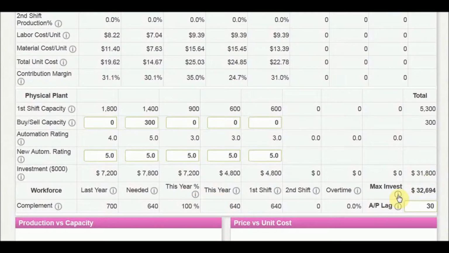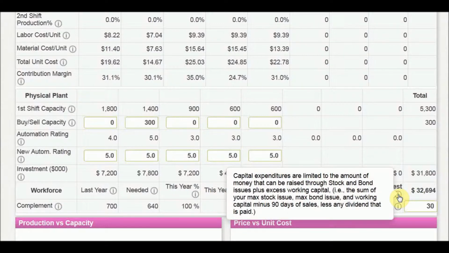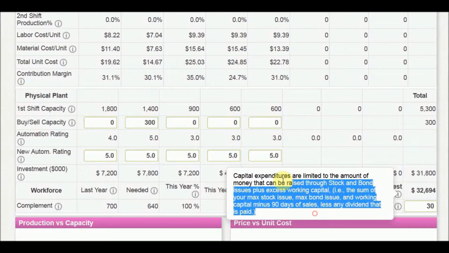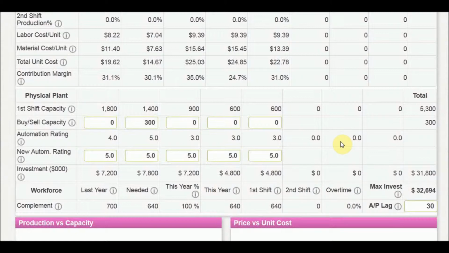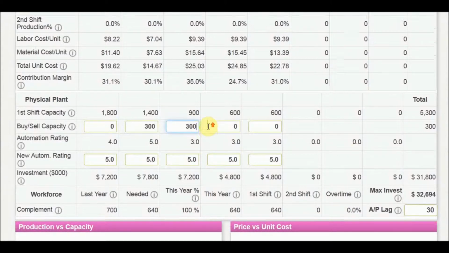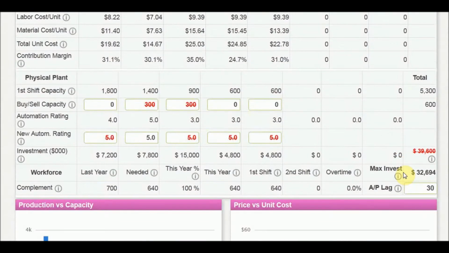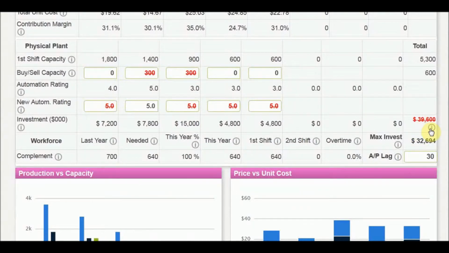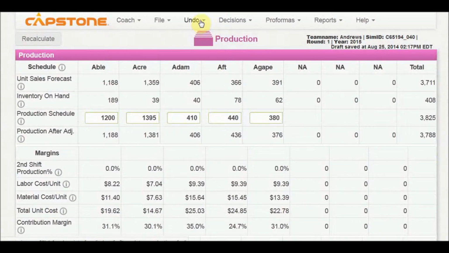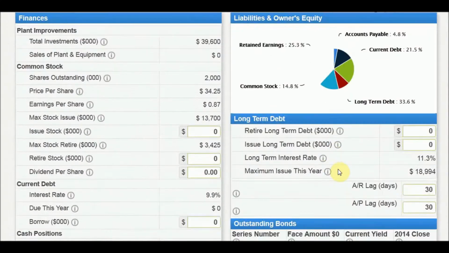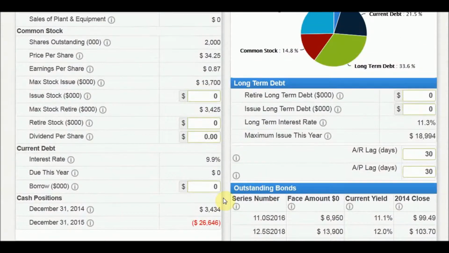Try not to go over this amount. You see, your max investment is the capital expenditures that are limited to the amount of money that can be raised through stock and bond issues, plus excess working capital, and any working capital minus 90 days of sale, less any dividend that is paid. I'm not even sure if it would be possible to do it. We can check it real quick and see if the system freaks out or not if I push it too high. And what does it do? Okay, it says basically we broke the bank. I don't even know. Let me check finance real quick, if I can do loan amounts that would cover that.